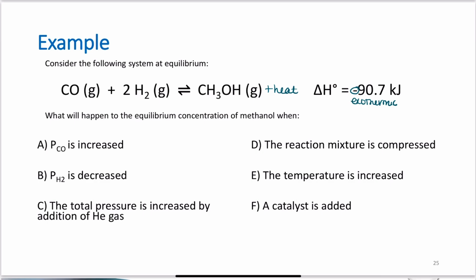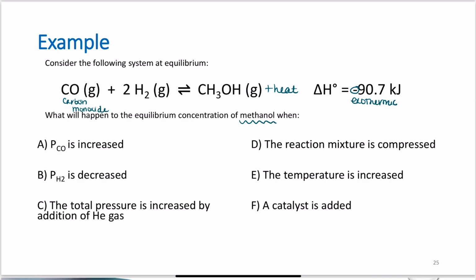What will happen to the concentration of methanol specifically? So I'm not looking at all the species overall. I'm just looking at the concentration of methanol. Methanol, again, you may not know what methanol is, but you should know the rest. You should know this is carbon monoxide. Hydrogen gas. So even if you can't remember, by default, you should know this is methanol.